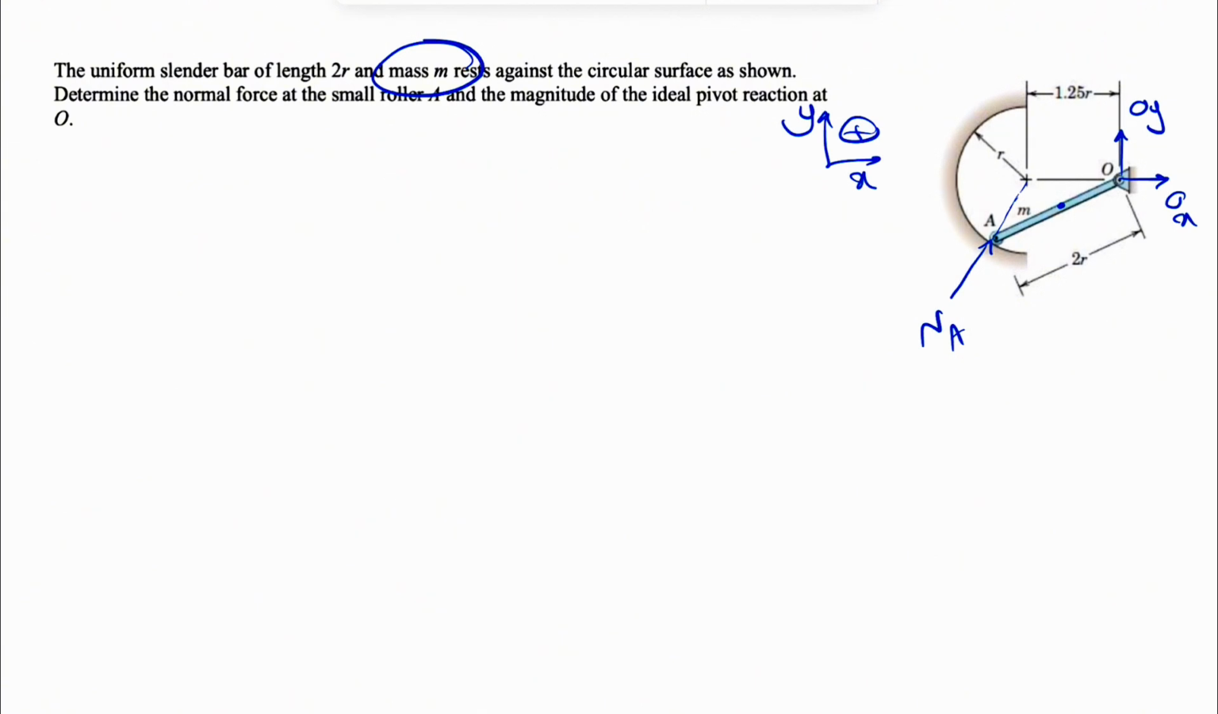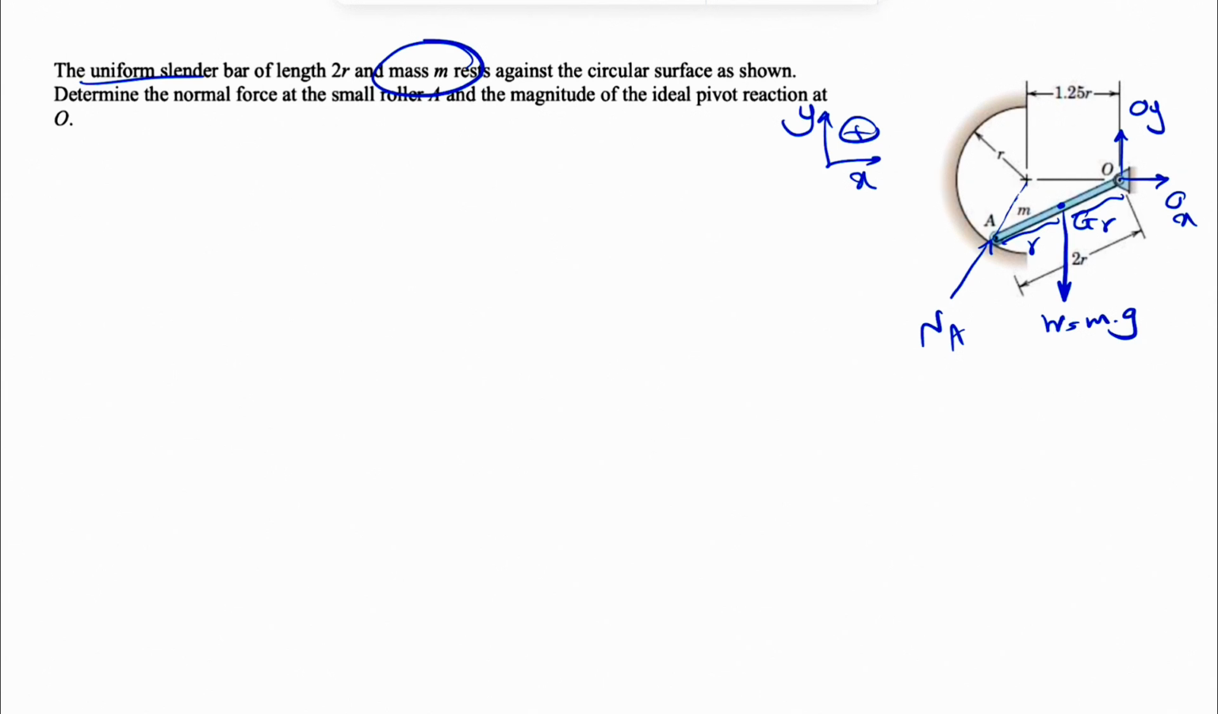So obviously we're looking for the weight. So we're going to have the weight, which would be mass times acceleration of gravity. And the center of gravity would be exactly at the center of this bar, since we have a uniform slender bar in the question. So the length of the bar is 2r. So we're going to have r on the left side and another r on the right side.